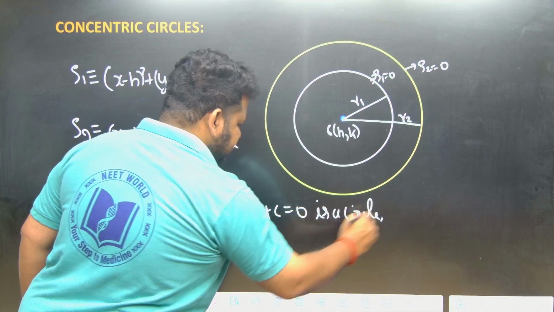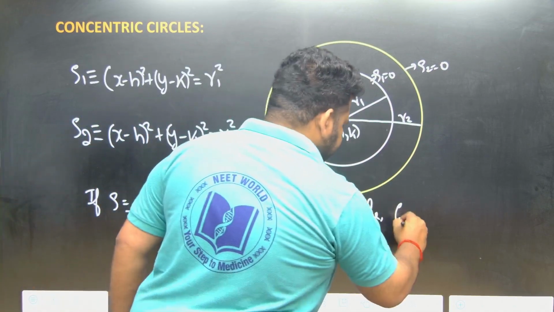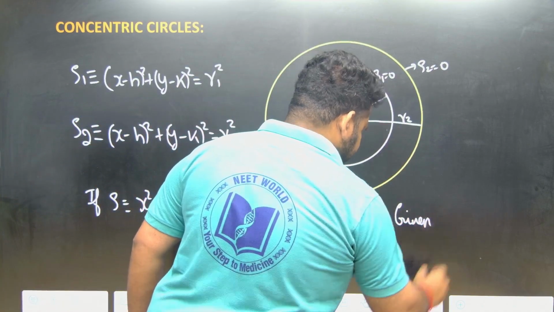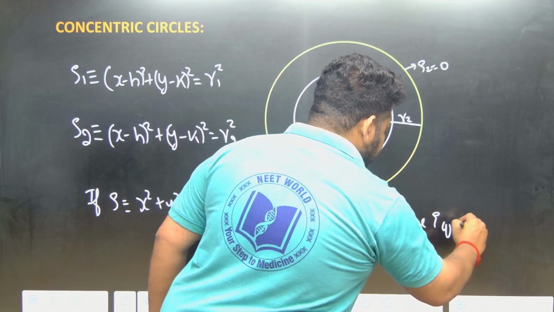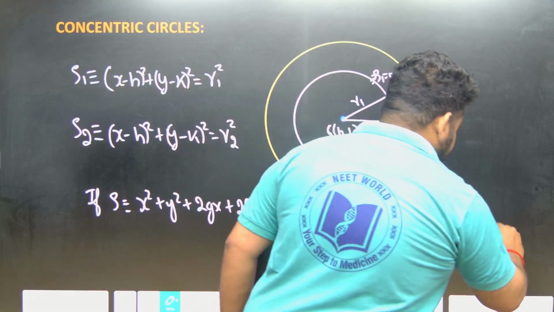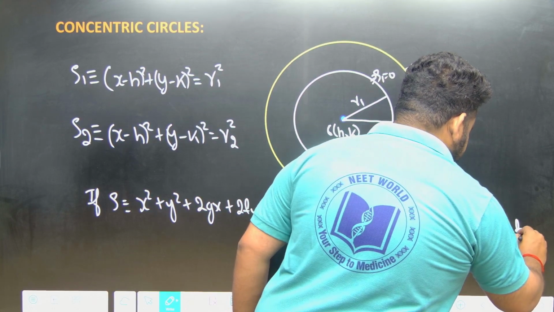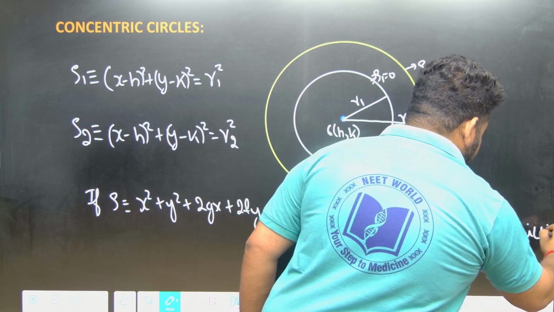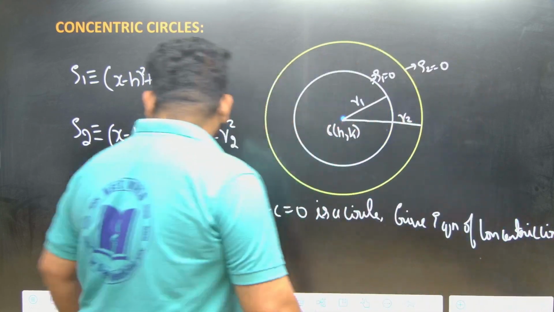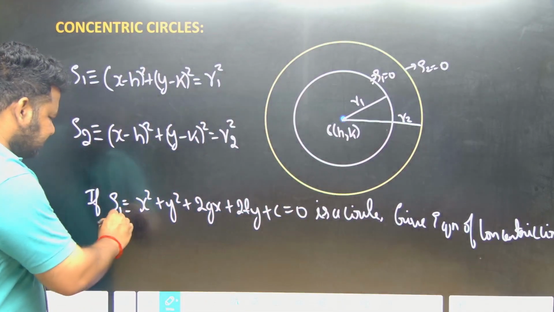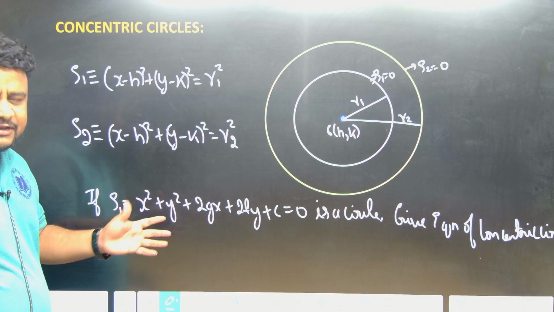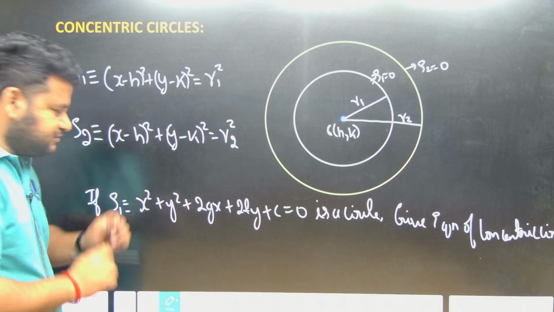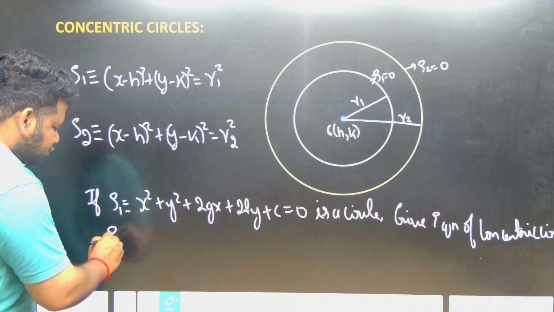They will say give the equation of a concentric circle. See, let this be S1, the given circle. For this circle, we have to write the concentric circle. So, what will happen? There is only one minor change. When you write a concentric circle, let S2 be the concentric circle.